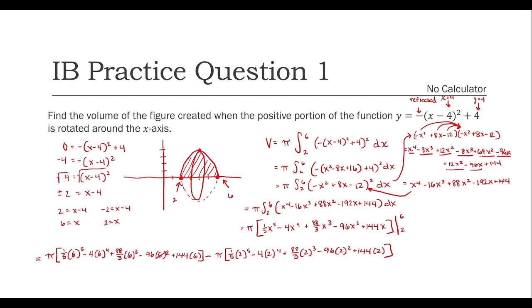So our 6 squared is 36. 6 cubed is that times 6, which is 216. 6 to the 4th is that times 6, which is 1,296. And 6 to the 5th is that times 6, which is 7,776.